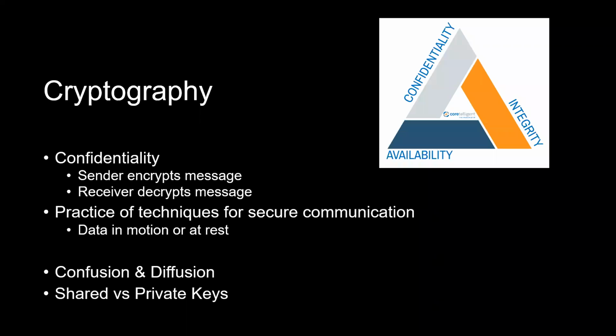Cryptography focuses on the confidentiality part of the CIA triad. With that being said, of course, we want the receiver to be the only one to see our messages. So confidentiality, as you can see here: the sender encrypts the message and the receiver decrypts the message. Cryptography is the practice of techniques for securing communication, whether that be data in motion or at rest.